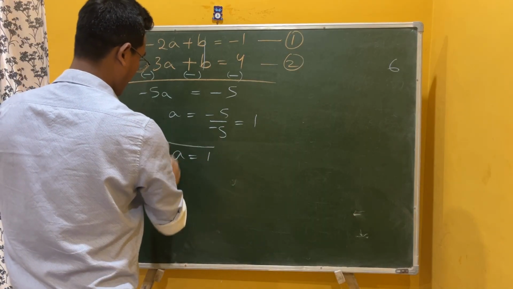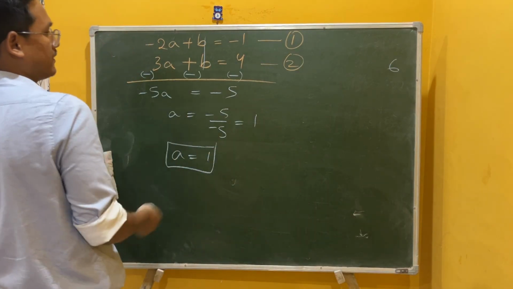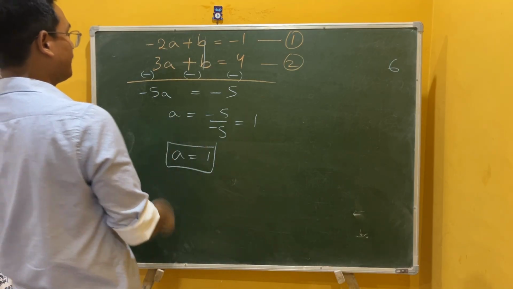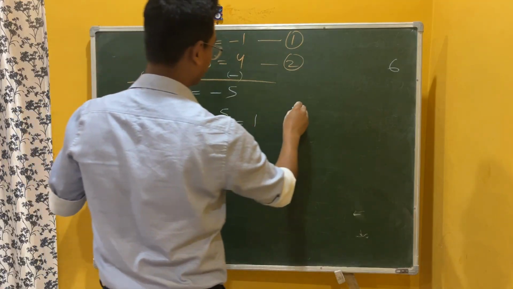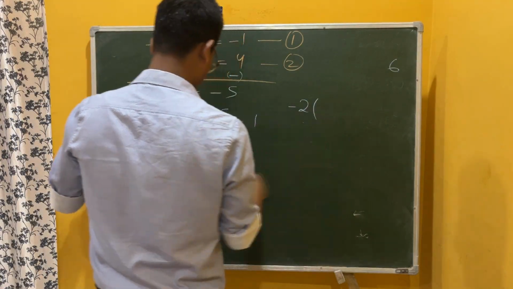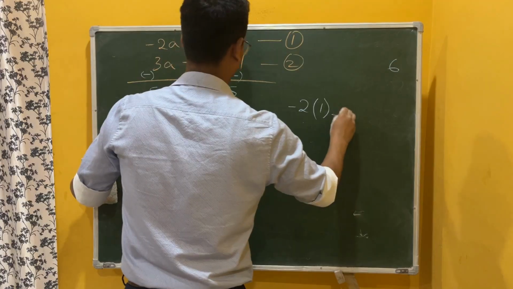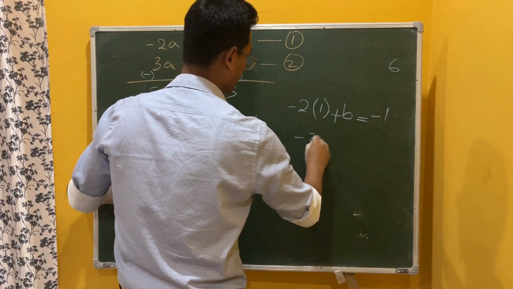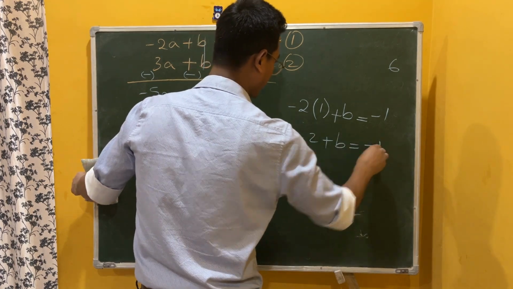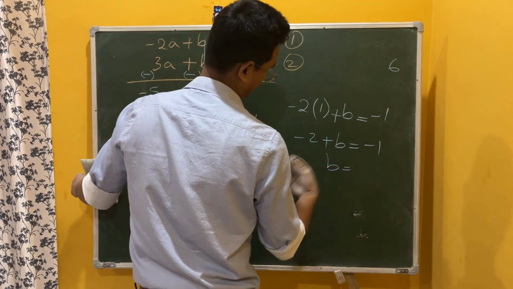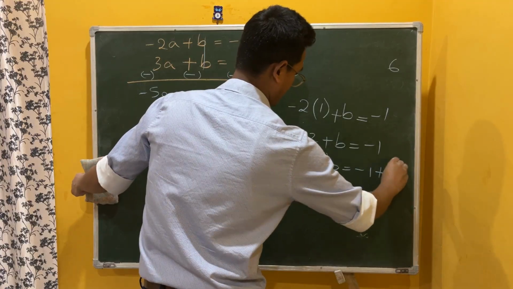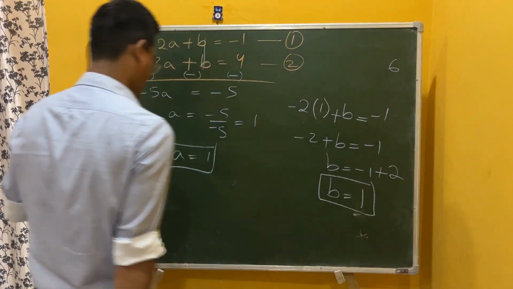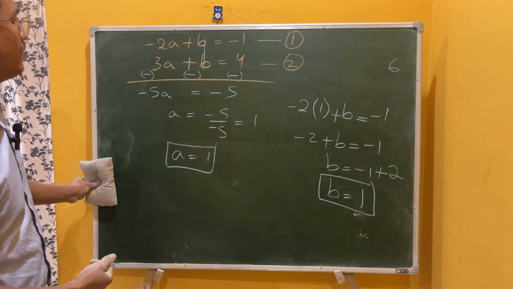So we found a. What about b? You can substitute the value of a in any one of the equations and find b. Let's do it here. So minus 2, a is 1, plus b equals minus 1. So this is minus 2 plus b equals minus 1. So b is 1. So a is 1, b is also 1.